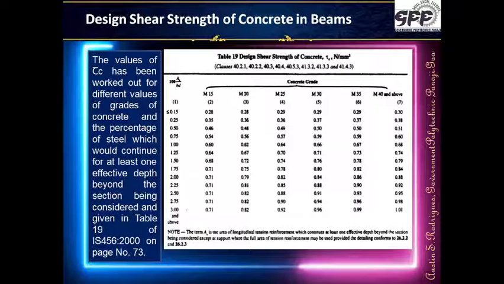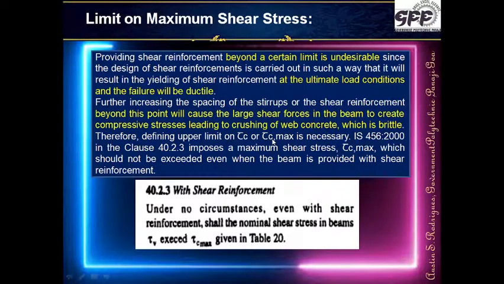And there is an exception over here. That exception is at the support, where the full area of tension reinforcement may be considered. So that has been given over here. So based on 100 As upon bd and based on the concrete grade, we can find the value of tau c.